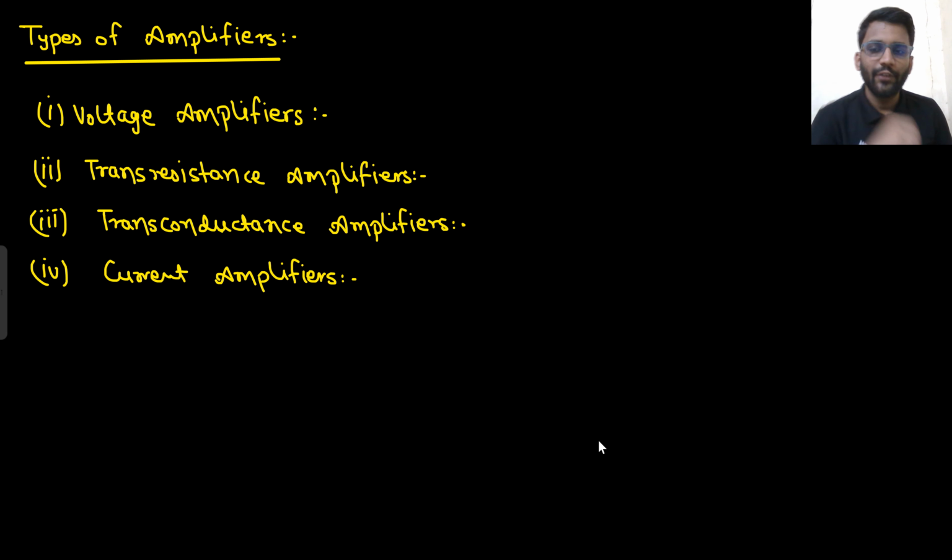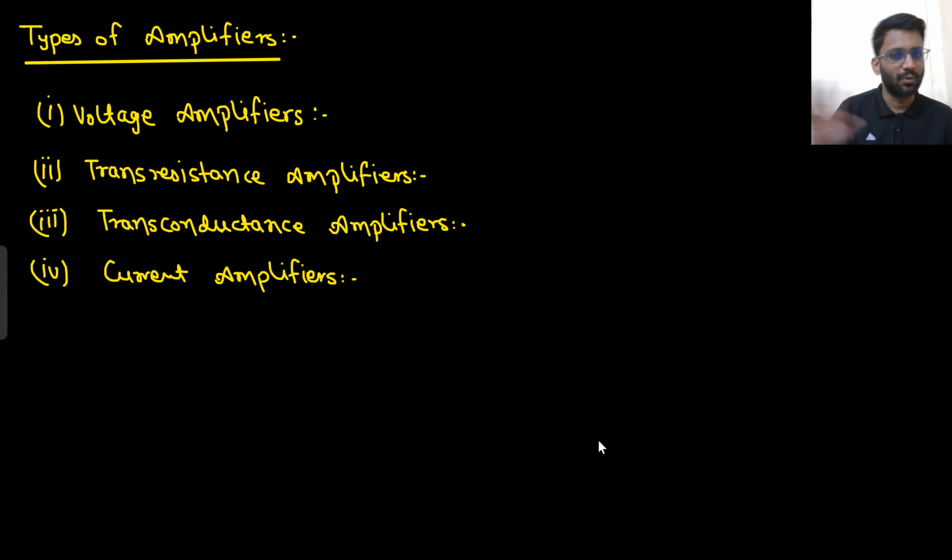Hi everyone. So in this video we are going to see some types of amplifier like voltage amplifier, current amplifier, transresistance amplifier, transconductance amplifier. It is a very simple topic. We will just see what is the output impedance of a particular amplifier, what is the input impedance of a particular amplifier, what is the gain, all those things we will see. So let's start one by one.